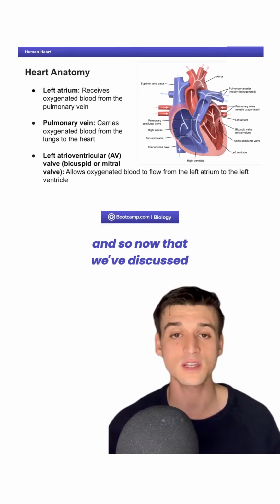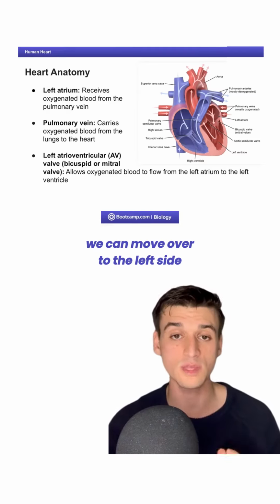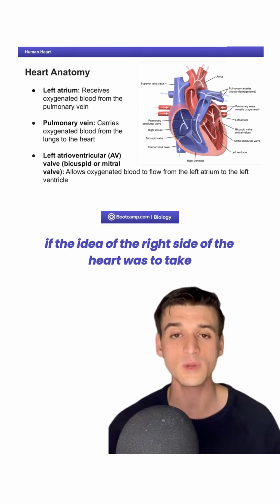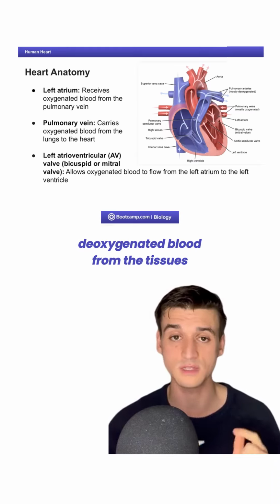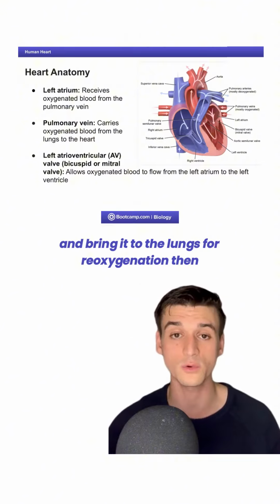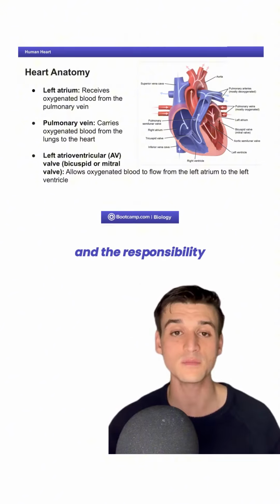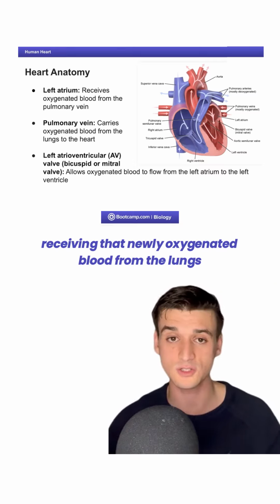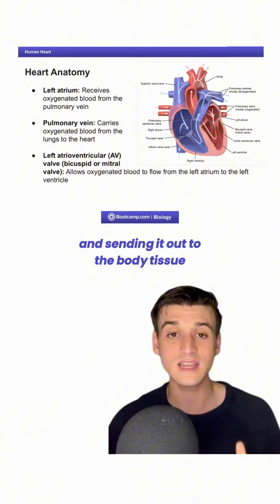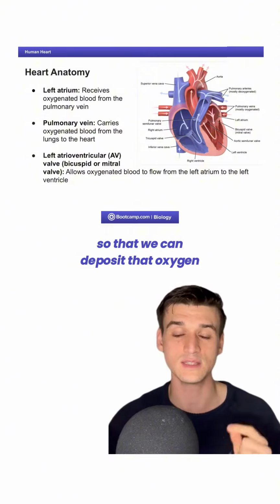And so now that we've discussed the entirety of the right side of the heart, we can move over to the left side. And so if the idea of the right side of the heart was to take deoxygenated blood from the tissues and bring it to the lungs for reoxygenation, then the responsibility of the left side of the heart is going to be receiving that newly oxygenated blood from the lungs and sending it out to the body tissue so that we can deposit that oxygen.